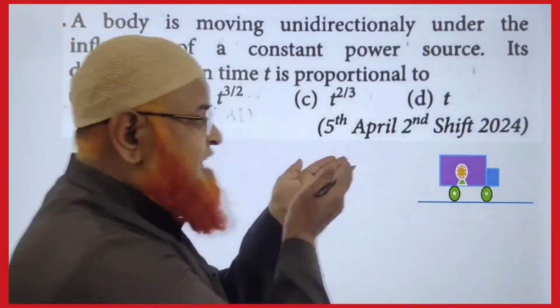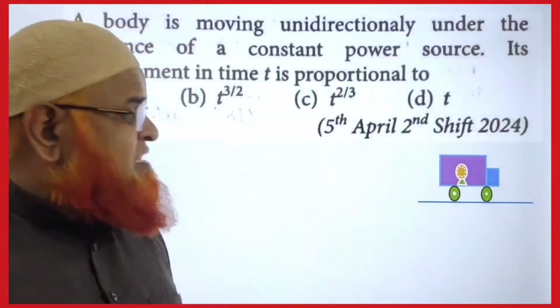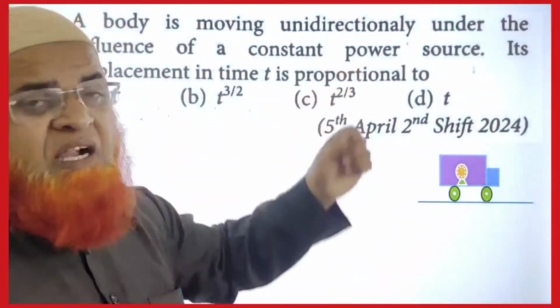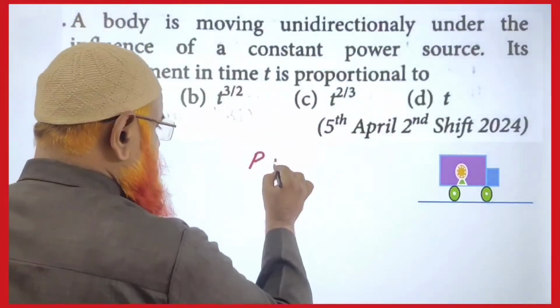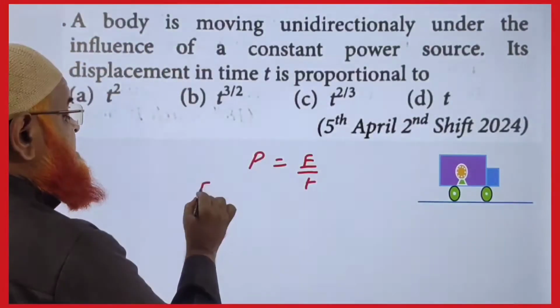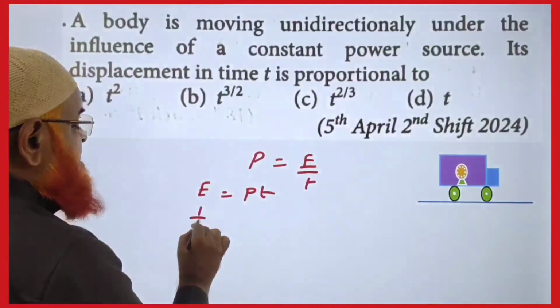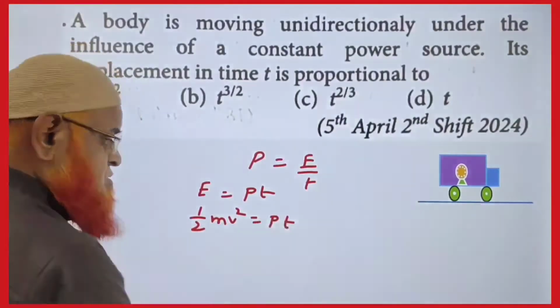In a vehicle there is an electric motor, a constant power source, which is making a body move. Then what is the relation between displacement and time period? Okay, displacement and time you can say. So how are you going to solve? You all know power is nothing but energy by time. Okay, and you know energy is nothing but power into time. Energy means we can take kinetic energy. That means half mv square is equal to power into time.